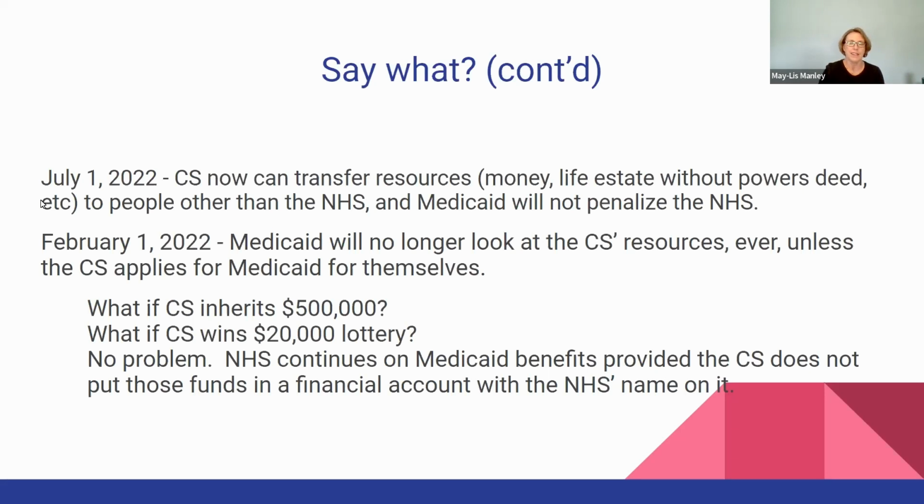Before I mention that, on the second month of Medicaid eligibility, Medicaid will no longer look at the community spouse's resources. So in our example, the nursing home spouse was determined eligible for Medicaid on January 1st. So the beginning of the second month, February 1st, Medicaid no longer looks at the community spouse's resources. So the community spouse can inherit $500,000, can win $20,000 at the scratch-off lottery. No problem. The nursing home spouse will continue on Medicaid as long as the community spouse puts these new funds in a financial account that does not have the nursing home spouse's name on it. And that's extremely important.